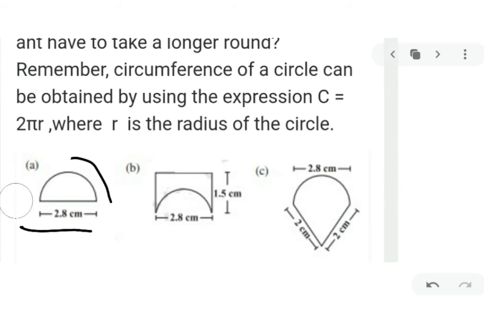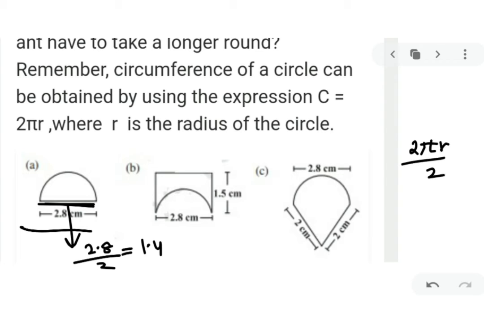So my dear kids, if you see here, in this structure, this is the diameter, that is 2.8. So naturally the radius will be half of this, that will be 1.4. And it's a semicircle, so you can take half of 2 pi r. Circumference will be half of 2 pi r, that will be pi r. That will be 3.14 into 1.4. Am I correct with this? Okay, let's do 3.14 into 1.4, and that will be 4.396.